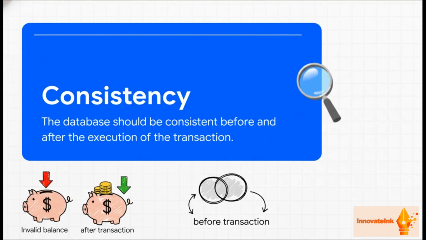Next up, C is for consistency. This is all about playing by the rules. The database has certain integrity rules, right? Like an account balance can't be negative, or an order must have a customer. Consistency guarantees that a transaction takes the database from one valid state to another valid state. It won't break your fundamental business logic.